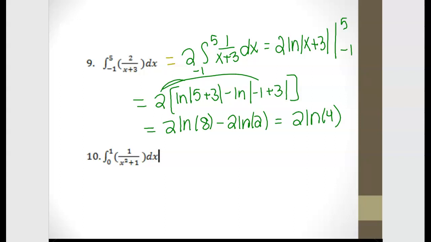Now, number 10. This is from 0 to 1. Our denominator is x squared, but my numerator is a 1. The derivative of x squared is not 1, so this is not a natural log. If your bottom is x squared, but your top is not its derivative, it is an inverse trig. So this is tangent.